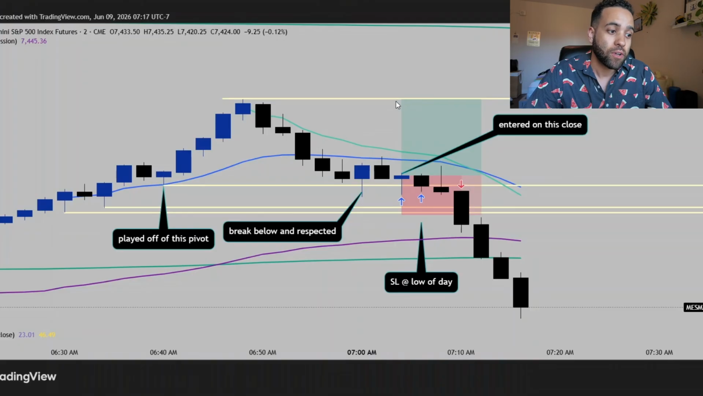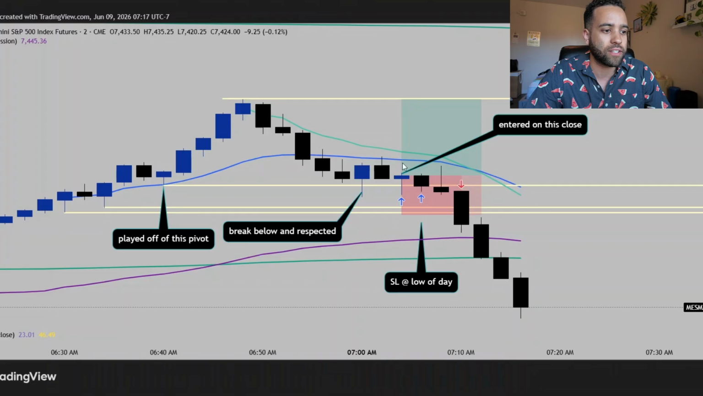But honestly, I shouldn't have even entered this trade because there's no close above the New York VWAP. If this candle had closed above the blue line, then I would have entered to go long, but I didn't do that. I was a little impatient and just went for it and paid the price and stopped out. My stop was at the low of day.